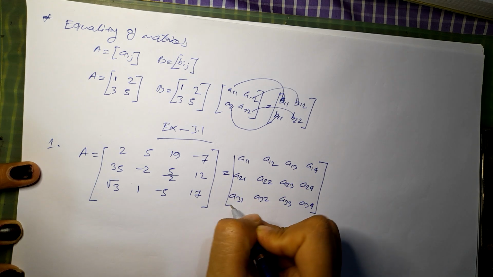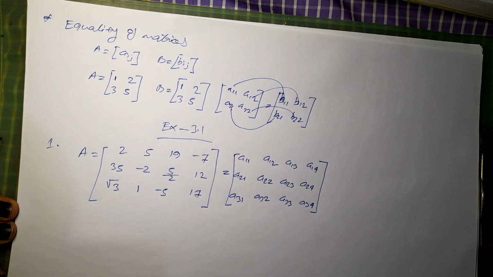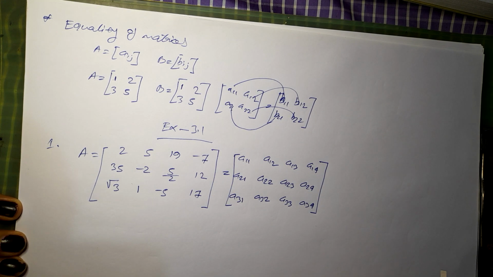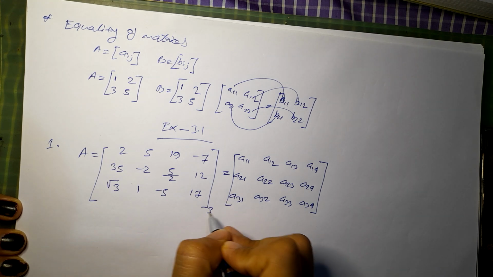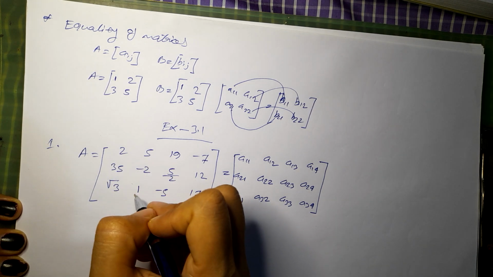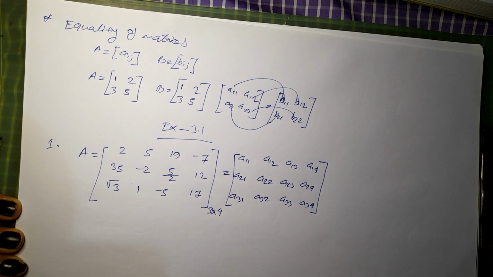So these are the position of the matrix, and we need the order. We have to write the order. So come to the order. How many rows? 1, 2, 3. So 3 rows. And how many columns? 1, 2, 3, 4. So this is the column.